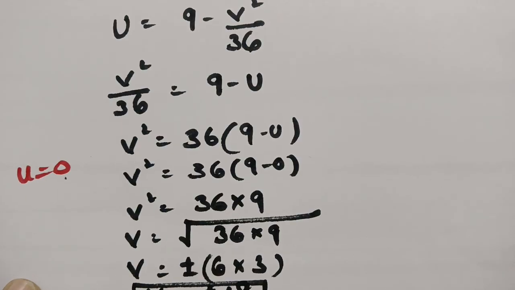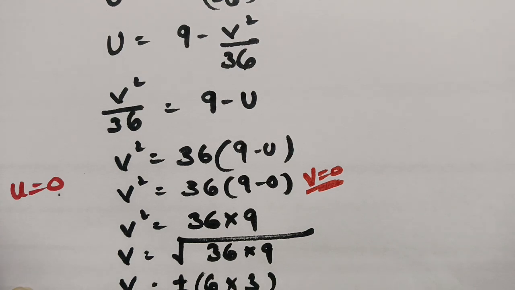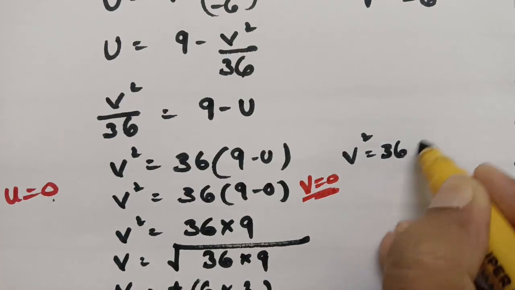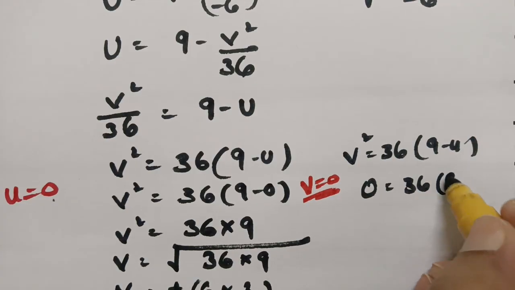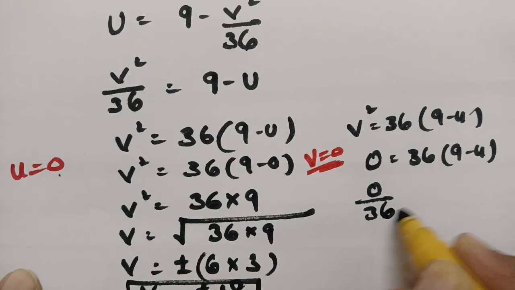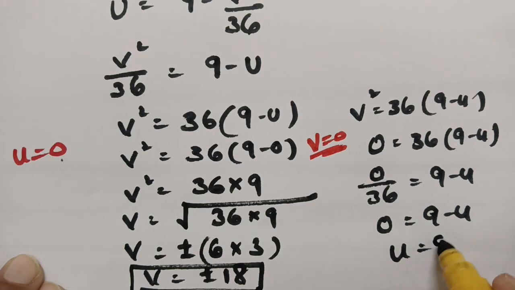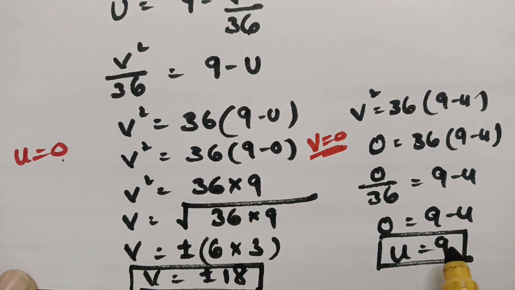And again I am going to keep v is equal to 0 this time. So if I keep v is equal to 0, see what happens in the same equation, v square is equal to 36 into 9 minus u. So 0 by 36 is equal to 9 minus u, 0 is equal to 9 minus u, and u is equal to 9. So if I keep v is equal to 0, I got u is equal to 9. If I keep u is equal to 0, I got v is equal to plus or minus 18.